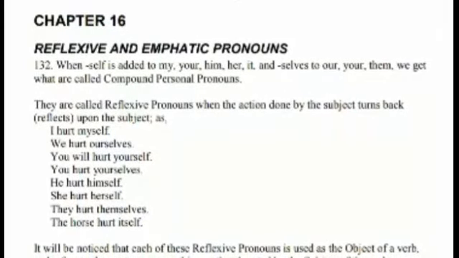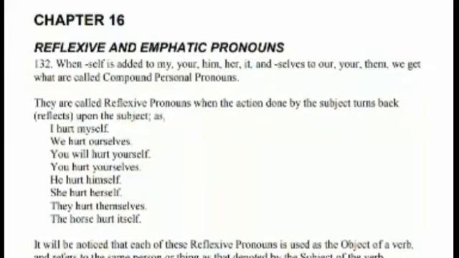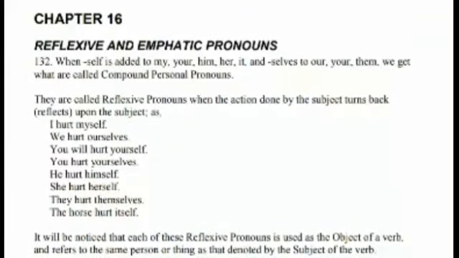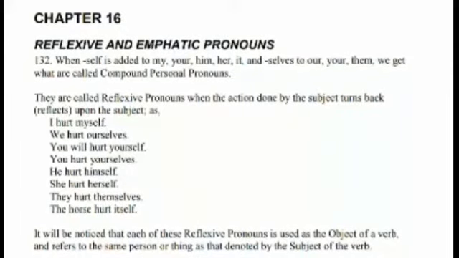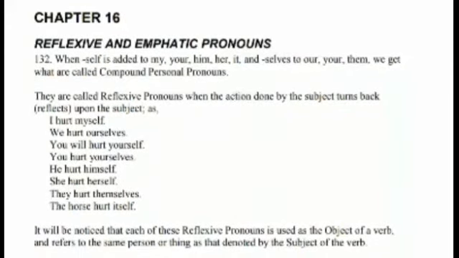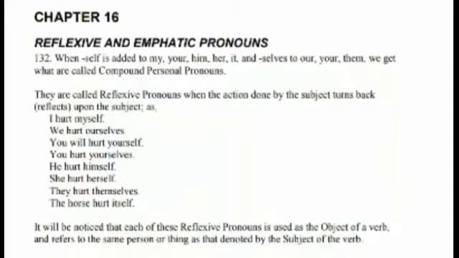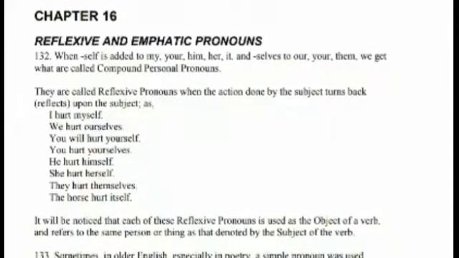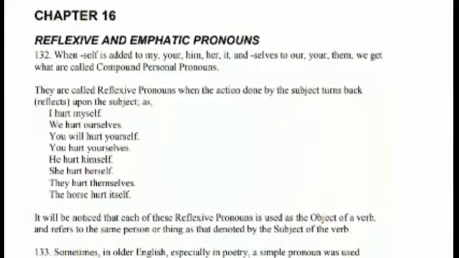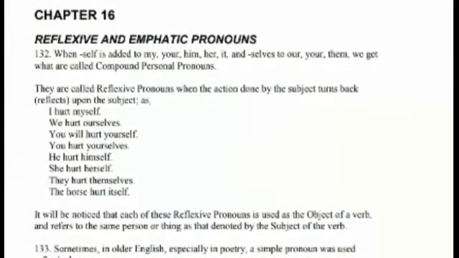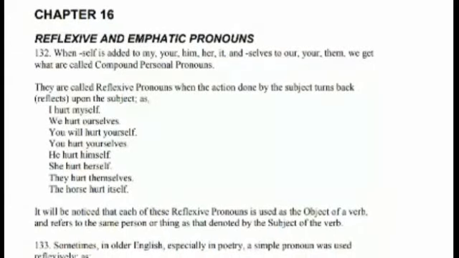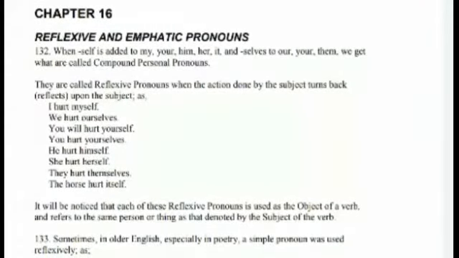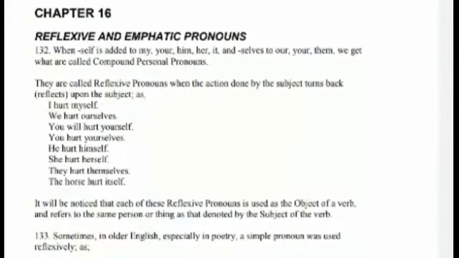Reflexive and emphatic pronouns. When self is added to my, your, him, her, it, and selves to our, your, them, we get what are called compound personal pronouns. That is myself, yourself, himself, herself, itself, ourselves, yourselves, themselves. So when these two words are joined, we get compound personal pronouns. They are called reflexive pronouns when the action done by the subject turns back or reflects upon the subject, that is, I hurt myself. Okay, he hurt himself, like this.